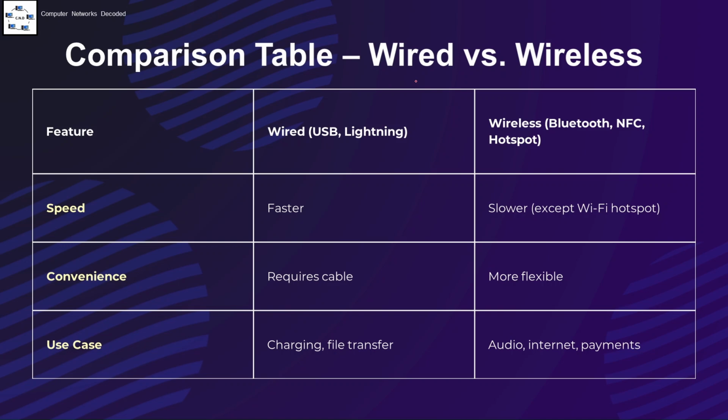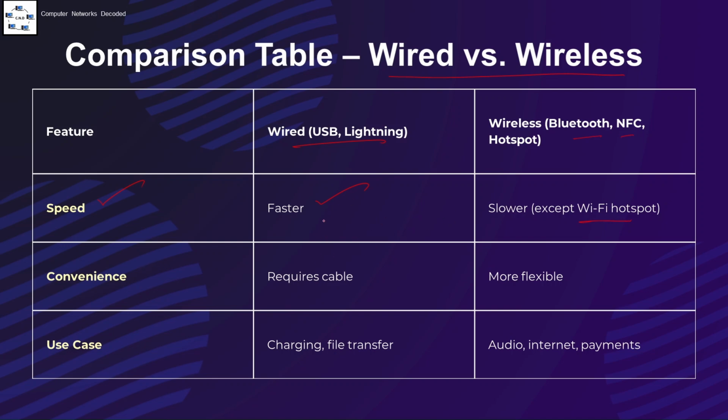So this is a comparison table between wired and wireless connection types. So if we take the feature of speed, then the wired connections such as USB and Lightning, they are basically faster, while the wireless connections such as Bluetooth, NFC, these are slower. Except Wi-Fi is faster, almost at par with the wired connection.